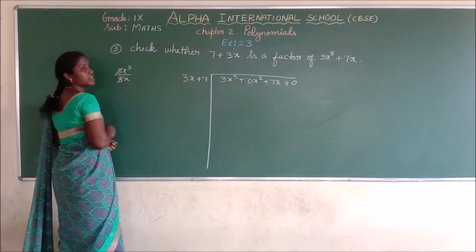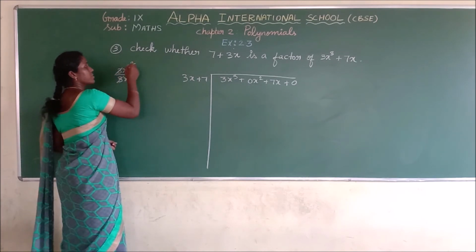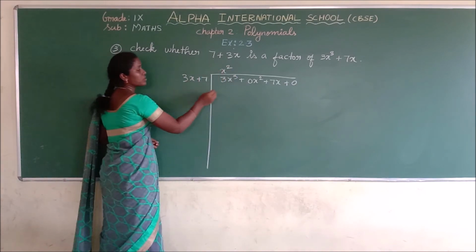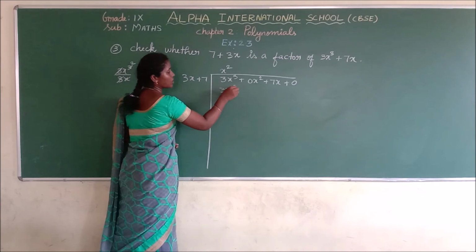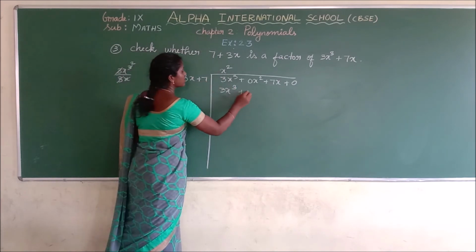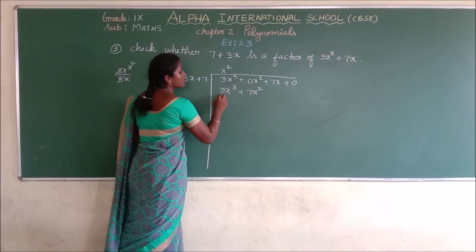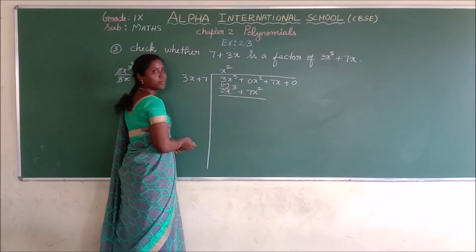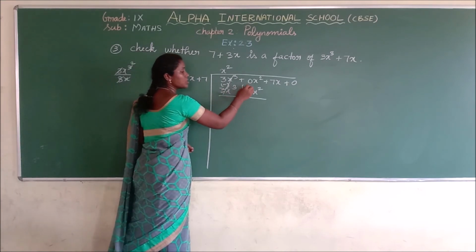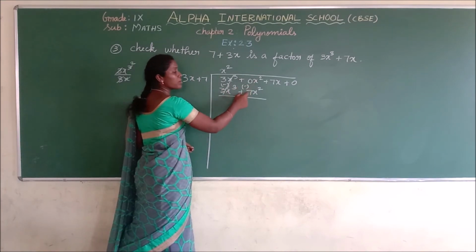If you are dividing, 3 and 3 will get cancelled and the x will become x square. So the first term is x square. So x square into 3x is 3x cube. Multiply with the second term, x square into 7, it is 7x square. Then we have to subtract the terms, so the like terms will get cancelled. 0, here also we are going to subtract, 0x square minus 7x square.